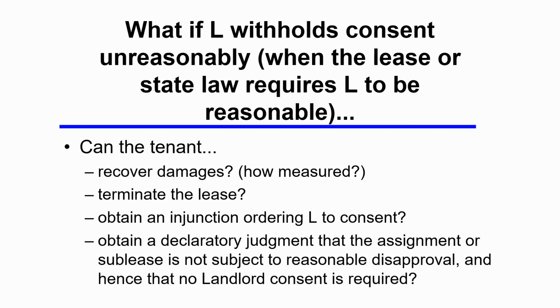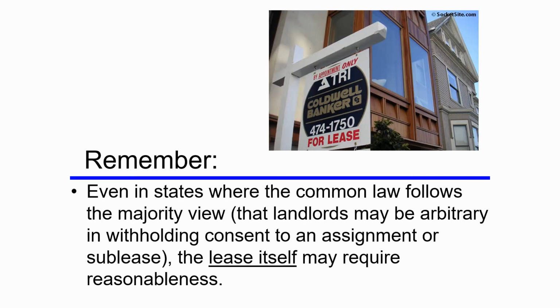Or alternatively, could the tenant get a declaratory judgment that the assignment or sublease is not subject to reasonable disapproval by the landlord because it would be unreasonable for the landlord to withhold consent and therefore that no landlord consent is required? Well, either of those last two, I would say, is a real live possibility.